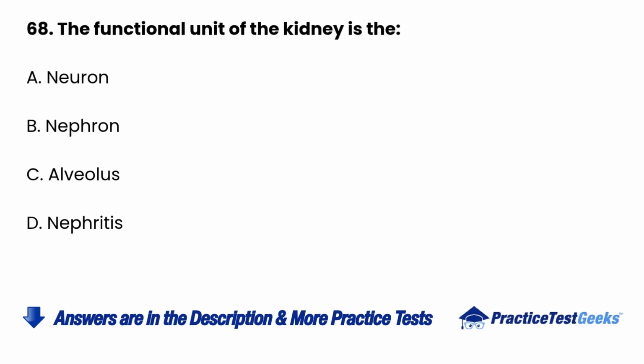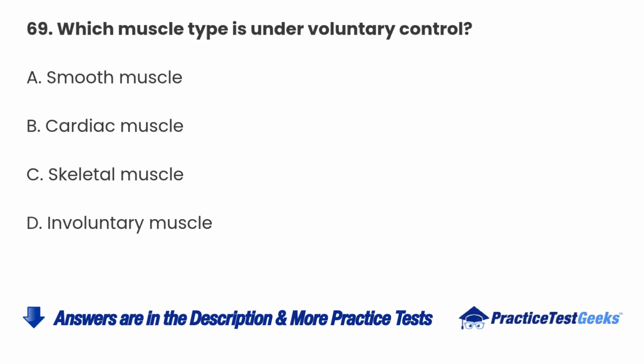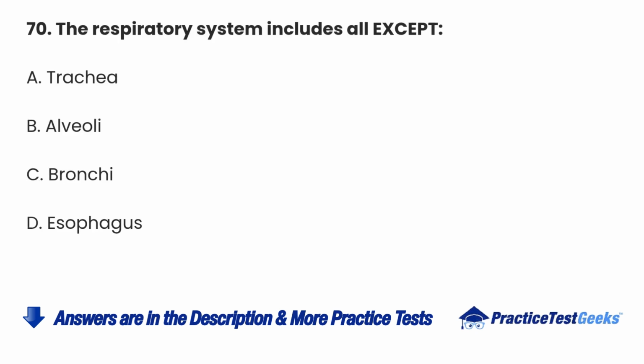68. The functional unit of the kidney is the: A. Neuron. B. Nephron. C. Alveolus. D. Nephritis. 69. Which muscle type is under voluntary control? A. Smooth muscle. B. Cardiac muscle. C. Skeletal muscle. D. Involuntary muscle.